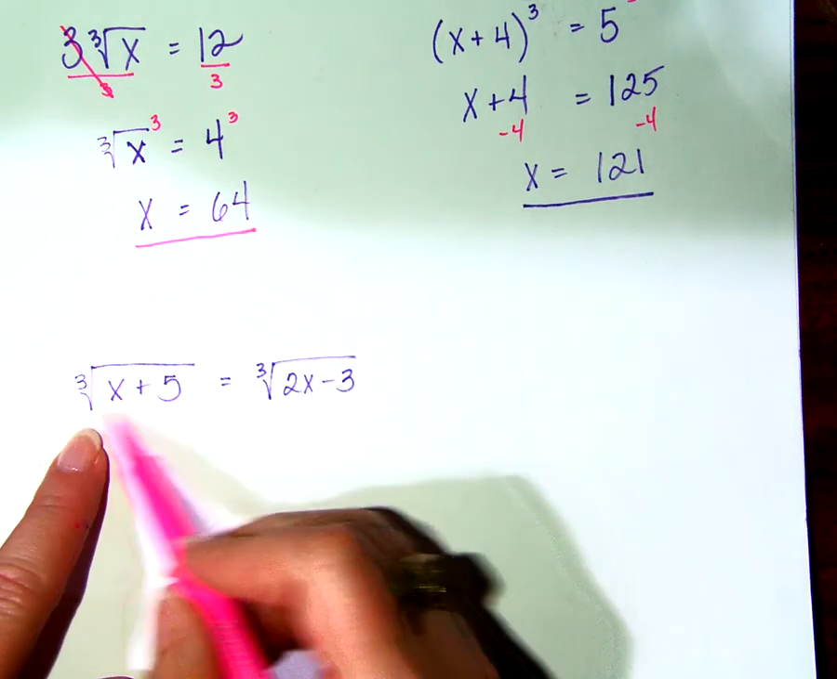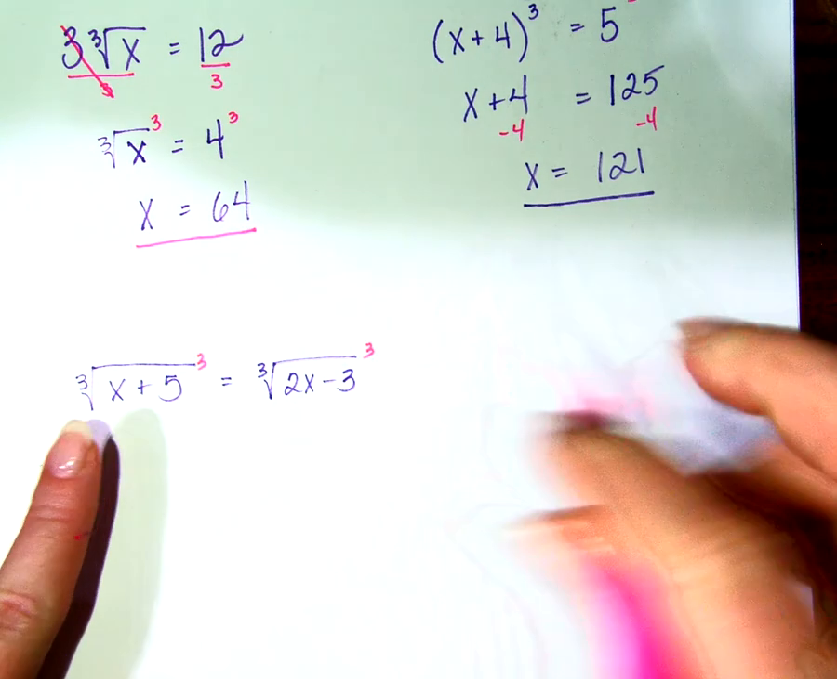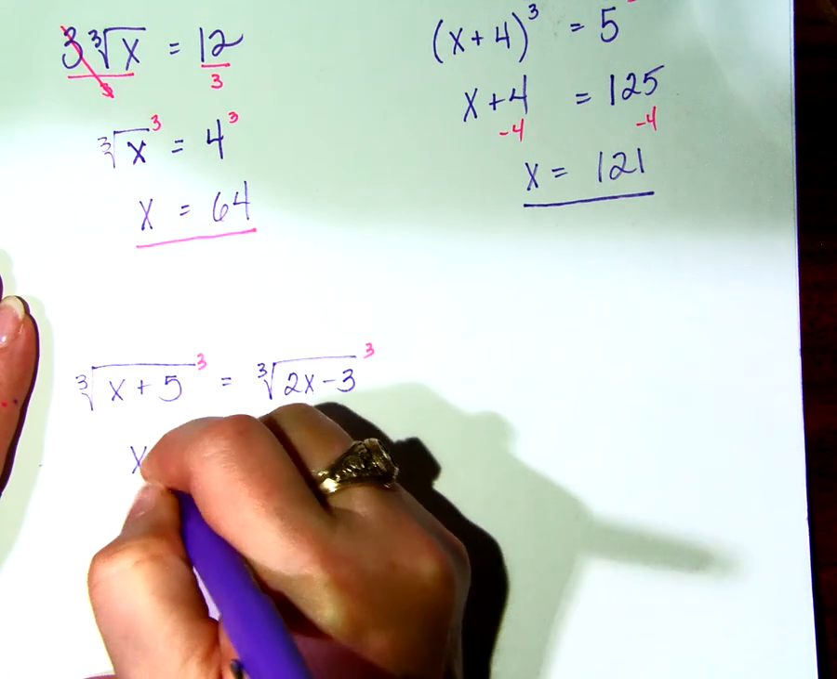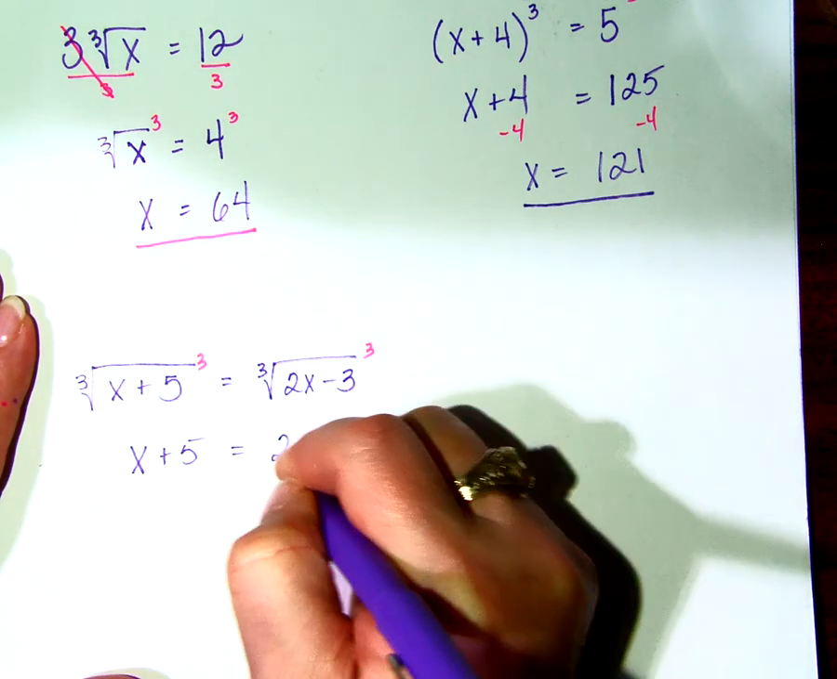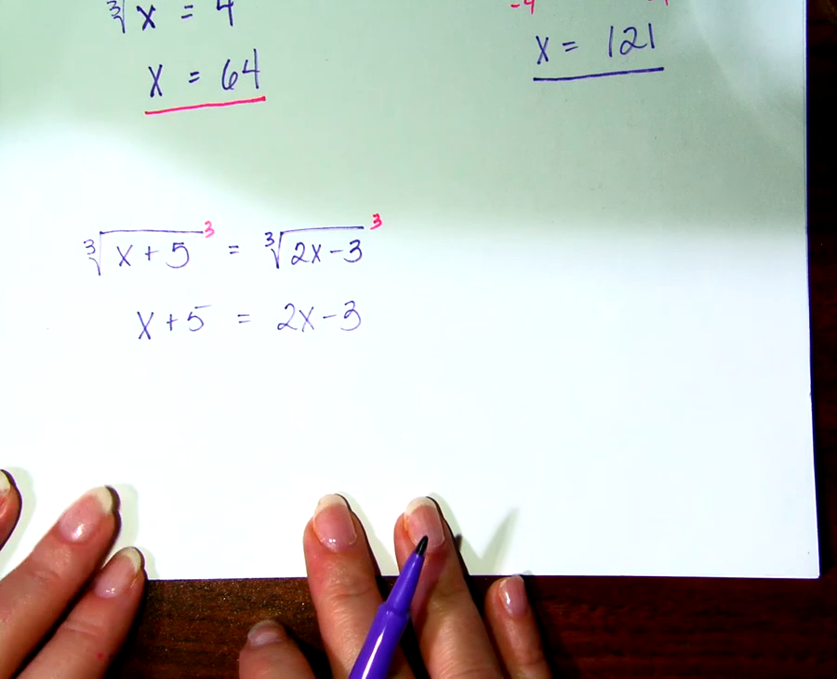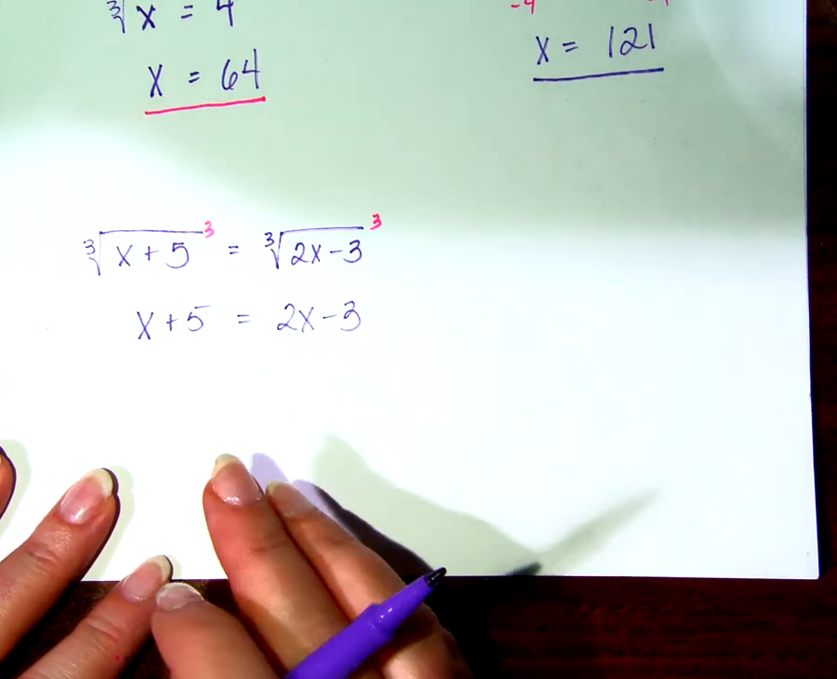So what should I do to get rid of this root sign? Cube it. If I cube both sides, oh my goodness, what just happened? Okay, the root signs just both of them went away, didn't they? And I just get x plus 5 equals 2x minus 3. So if it looks hard, is it always? No, because you've been solving equations like this since I think 7th grade.